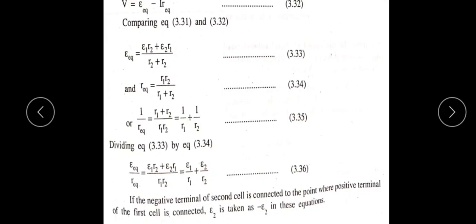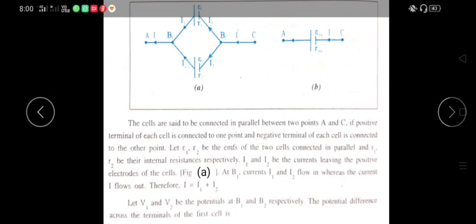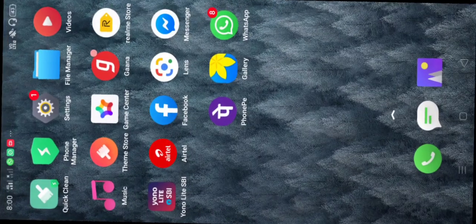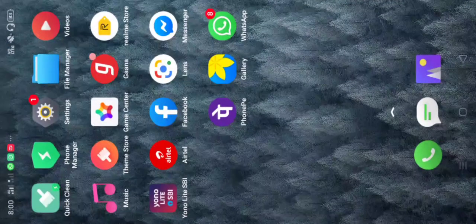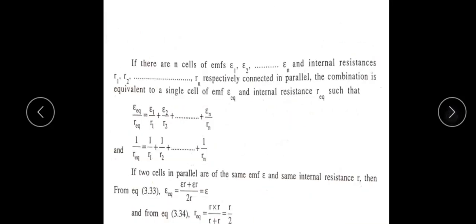If the negative terminal of the second cell is connected to the point where the positive terminal of the first cell is connected, then in the equation E2 is taken with a negative sign.